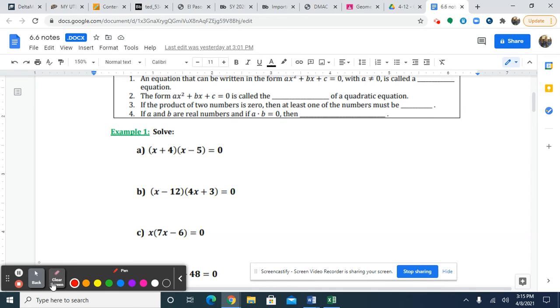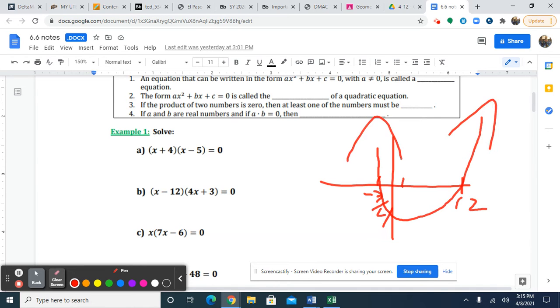And so what does that mean? Is that when we graph that, if 12 is over here, and let's say that negative 3 over 4 was over here, the graph would end up looking something like this. It crosses at both of these places.